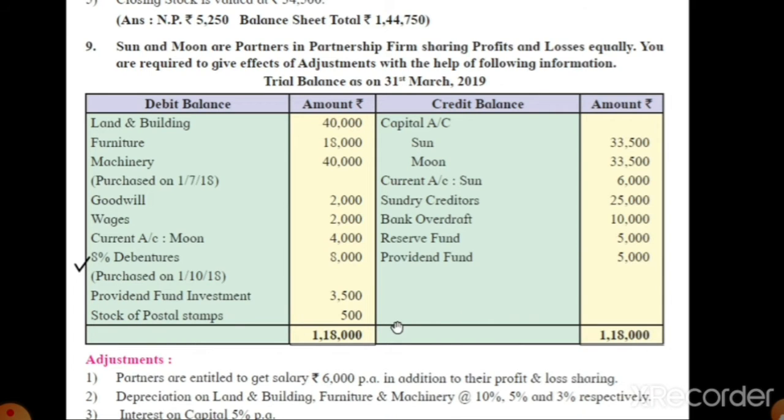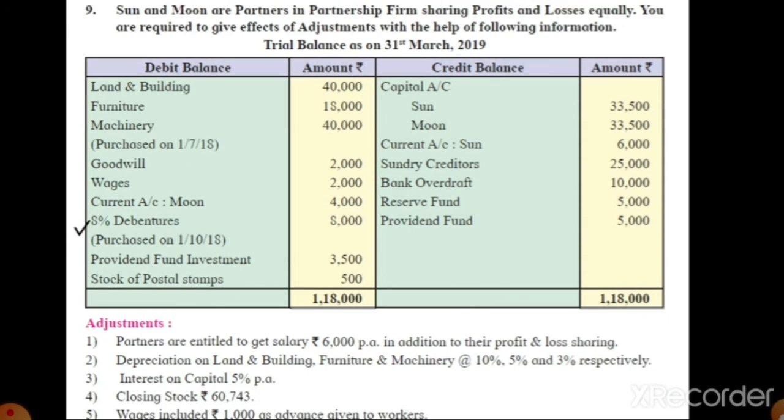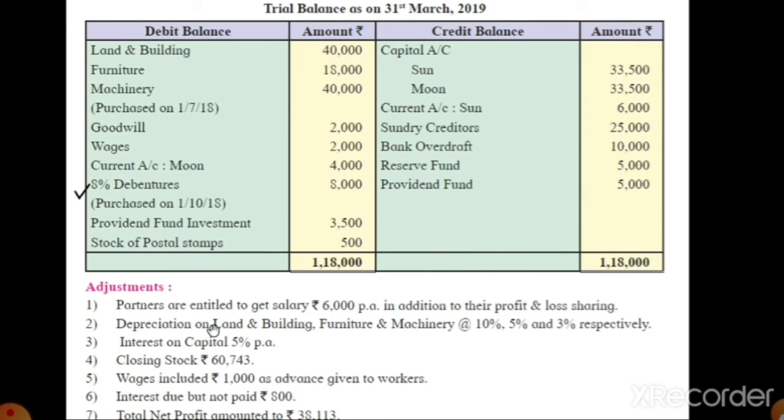It means our tallied trial balance is provided. Now we just read the adjustments, and simultaneously we put a tick mark before the items where there is an adjustment related to the trial balance items. Okay, first adjustment: partners are entitled to get a salary of rupees 6,000 per annum in addition to their profit and loss sharing. Student, from this adjustment we understood that the partners get a salary of rupees 6,000 per annum.